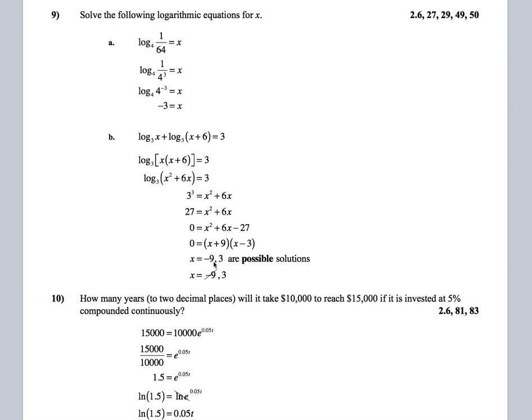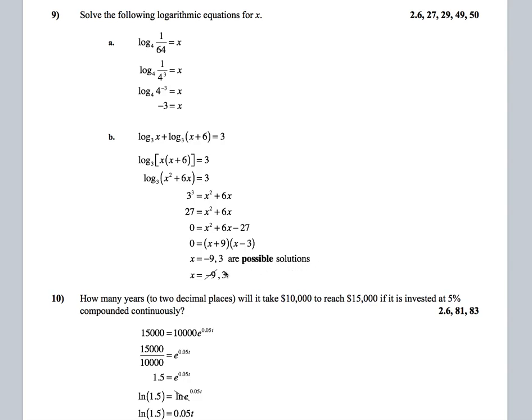And then this tells us that negative 9 and 3 are possible solutions. Remember, if we put a negative 9 here, negative 9 plus 9 is 0. That makes this entire side of the equation 0. Same thing if we put a 3 here. 3 minus 3 is 0. 0 times anything is 0. So these are my possible solutions.